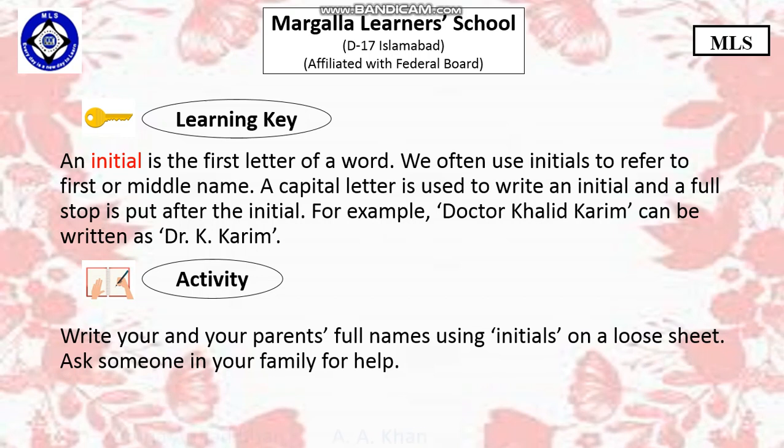I have written down one name for you, which is Amna Amjad Khan. So now you can see that Amna and Amjad are the first and the middle names, and they have been written with an initial and a full stop has been put after it. But the last name has been completely written down. Similarly, write down your and your parents' names.